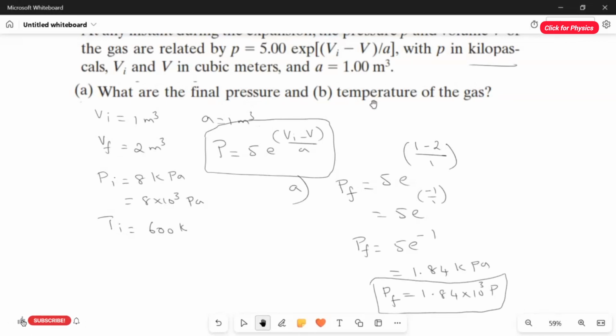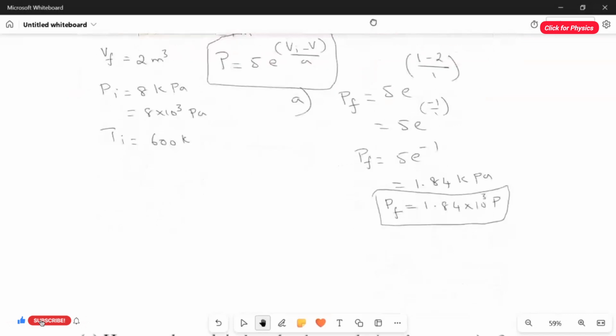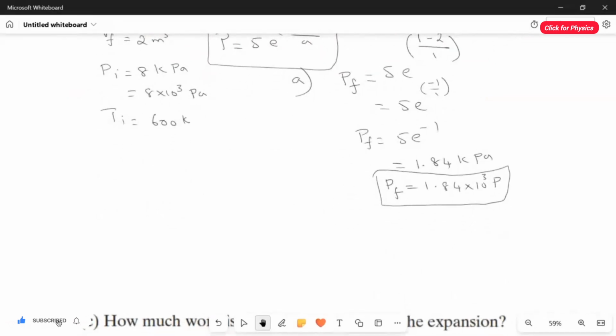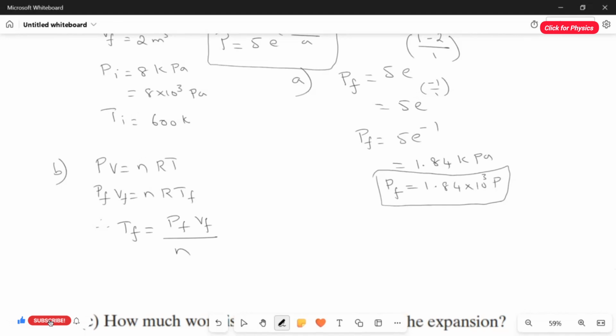Now for the second part B, we are going to find the final temperature. So what's the value for final temperature? For B part, I'm going to write it here. Let's use the ideal gas equation. PV is equal to nRT. Let's use this equation for finding the final temperature. So Pf Vf is equal to nRTf. Therefore, Tf is equal to Pf Vf over nR.